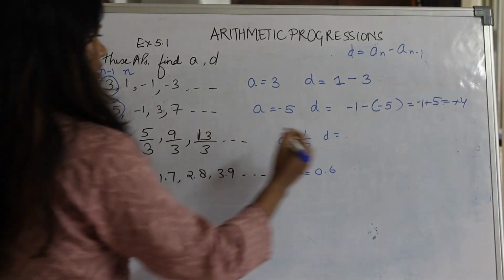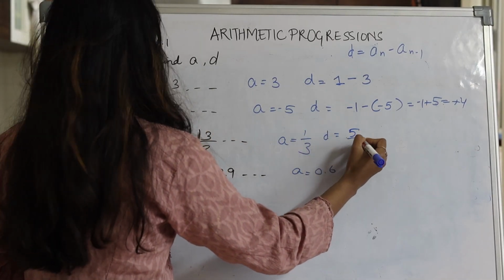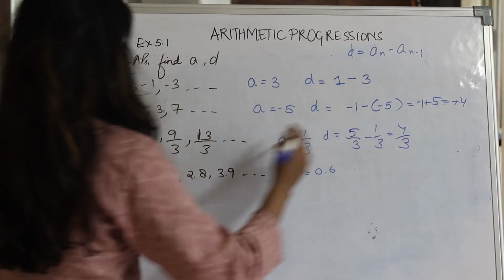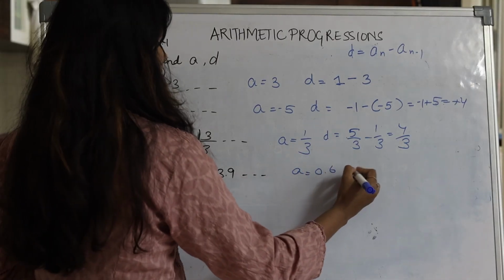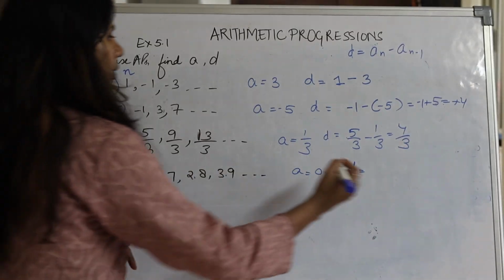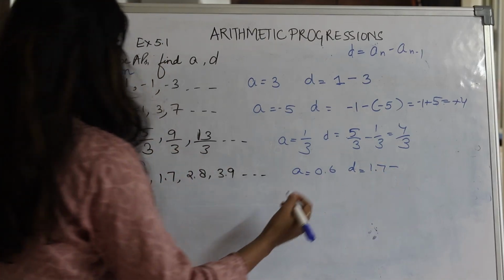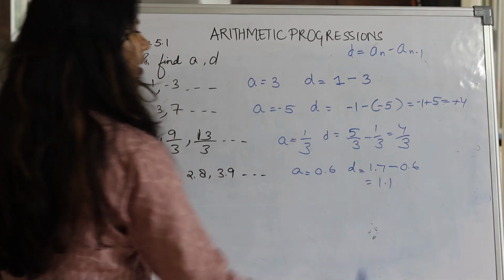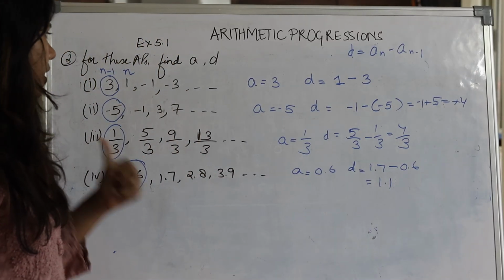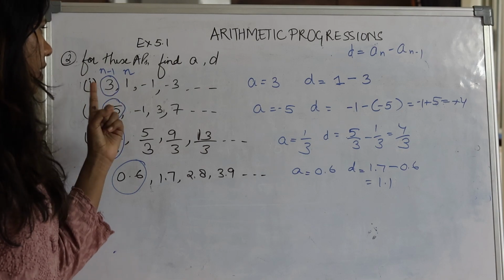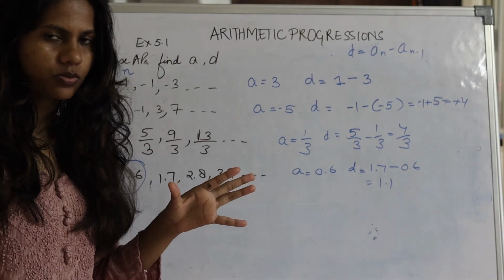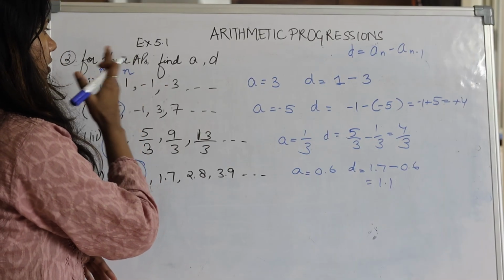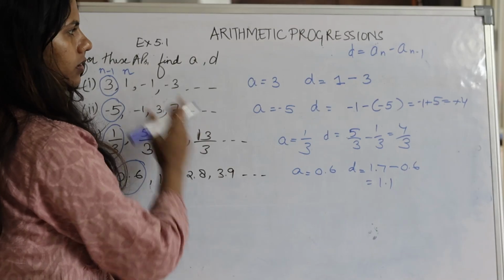Now in this one, 5 by 3 minus 1 by 3, which is equal to 4 by 3. In this one, D will be 1.7 minus 0.6, which is equal to 1.1. So be careful with this: even if the n minus 1th number is greater, you have to do it only in this way. You have to subtract the n minus 1th term from the nth term.